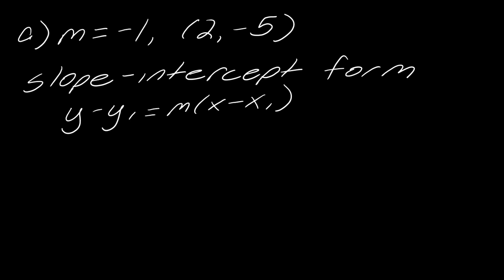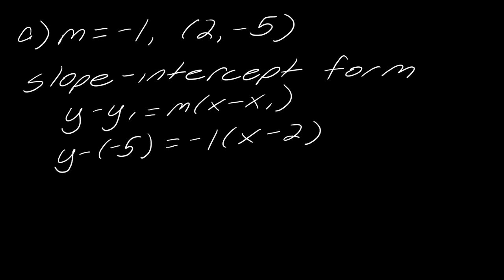So if I just plug this information in, I'm going to write out all the detail: y minus -5 equals -1, and then x minus 2. So this is really y plus 5 equals -1 times x minus 2. Okay, so I've started with my point-slope form, and I want to push this into that slope-intercept form.